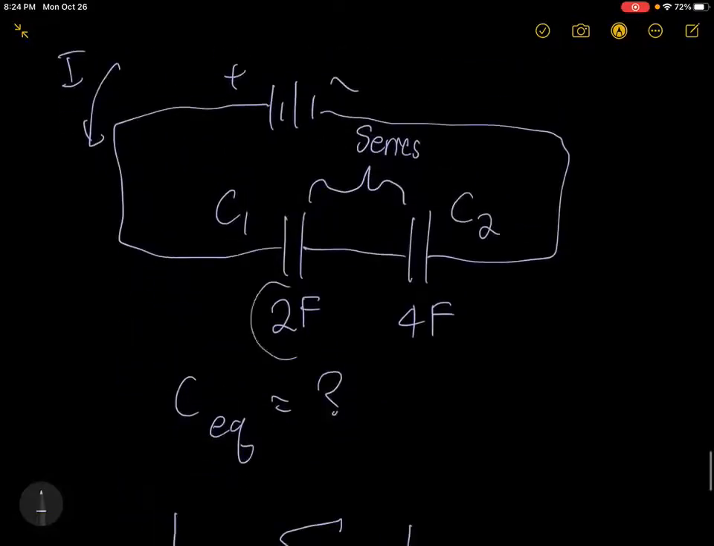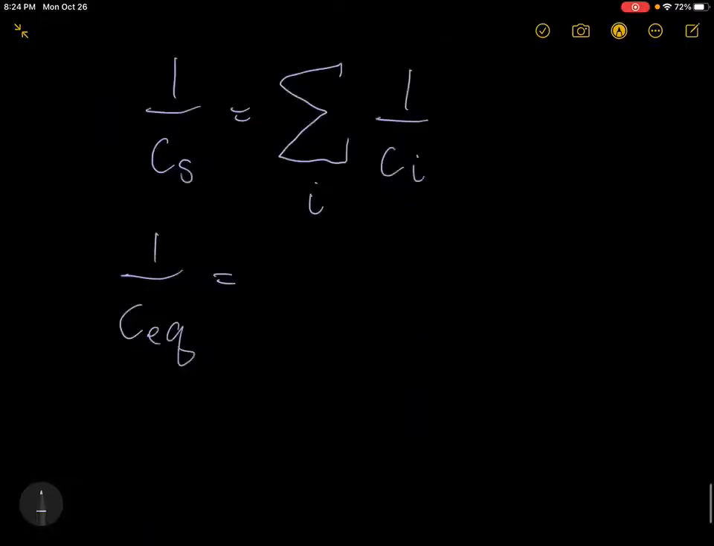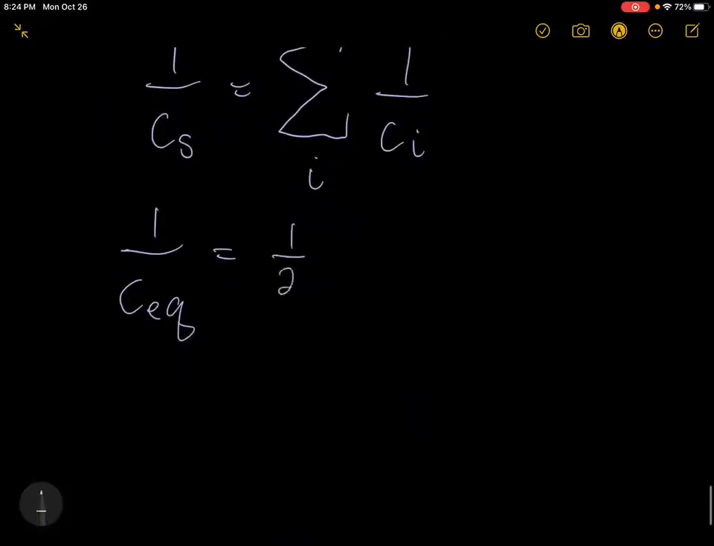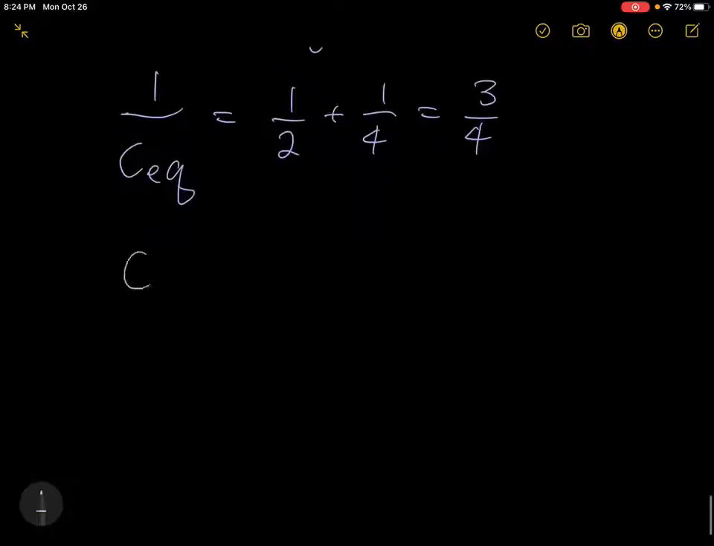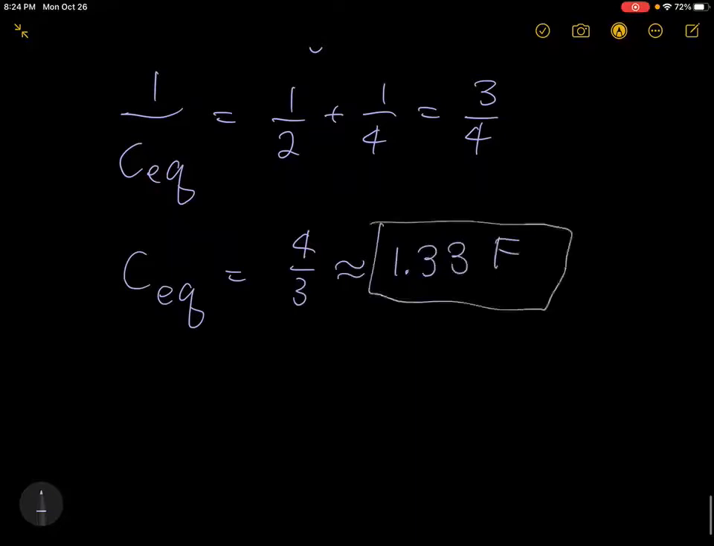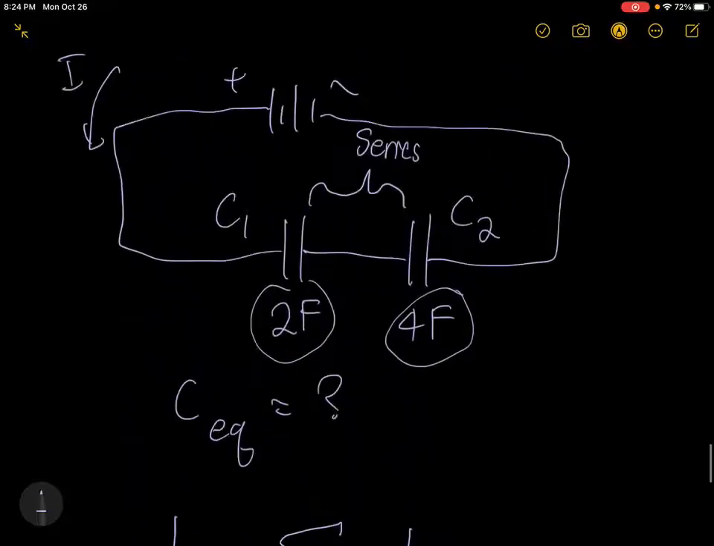This one's 2 farads, this one's 4 farads, so it's actually pretty simple. We just add up the reciprocals, and we get 3/4. But keep in mind, this is the reciprocal, so we have to find the reciprocal again. So the equivalent capacitance is 4/3, which is about 1.33 farads. So that wasn't too bad.